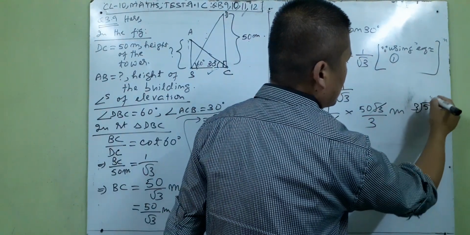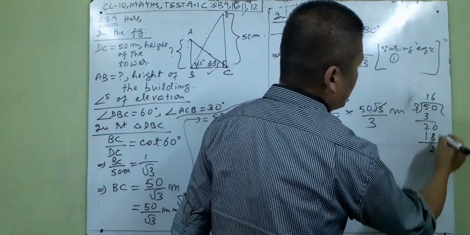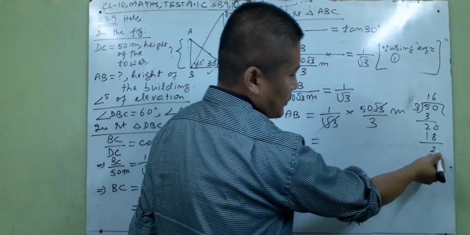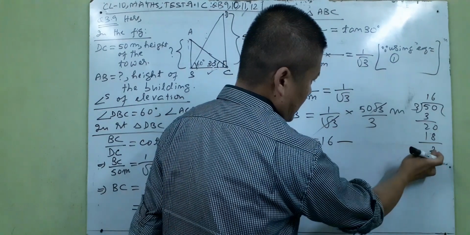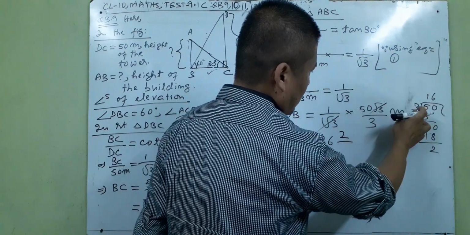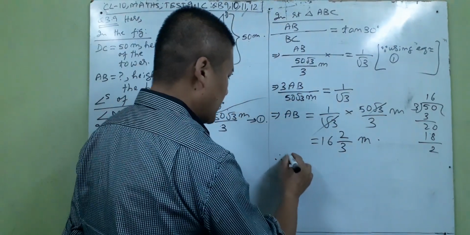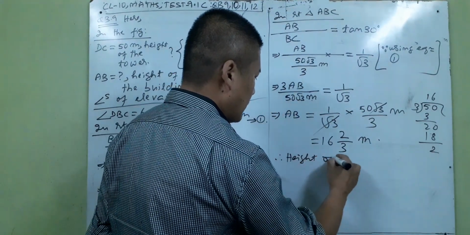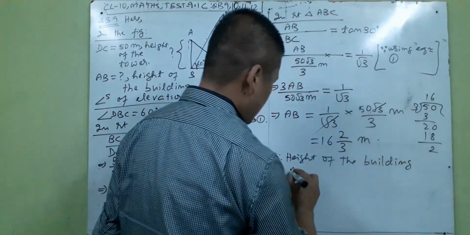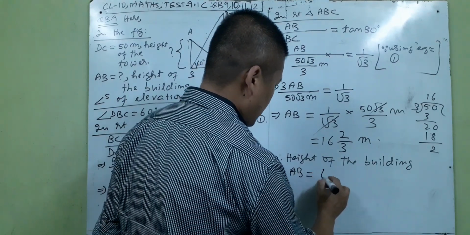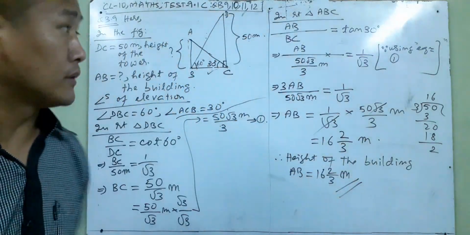50 divided by 3 is 3 ones are 3, 2 in hand 0, 3 6 are 18, 2, and so one way of dividing is no more digits, so you can stop and write the quotient here. As your textbook is doing, you put a dash, and above the dash, remainder 2, and the divisor 3. This much meter is the height of the building. So therefore, height of the building AB is equal to, just now we found out, 16 2 by 3 meter. Okay, so that is your first question.